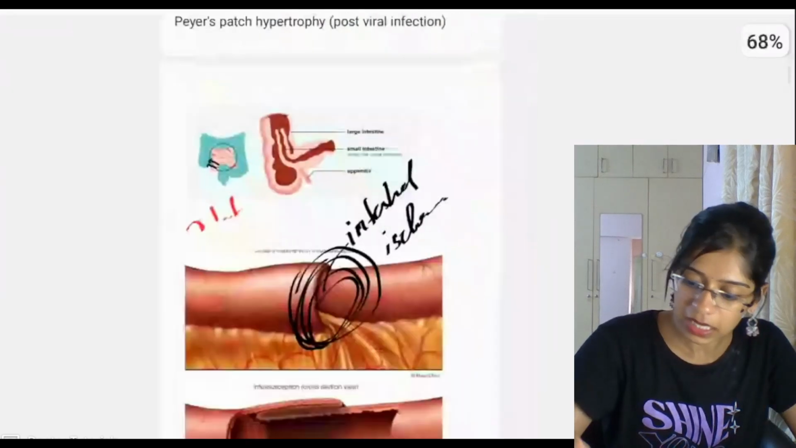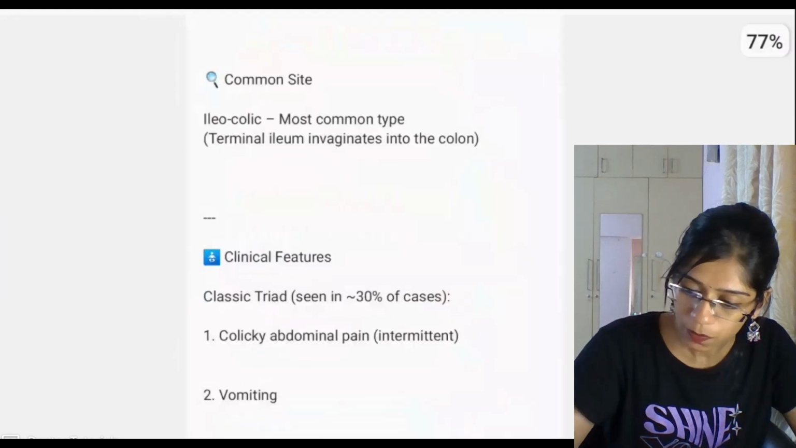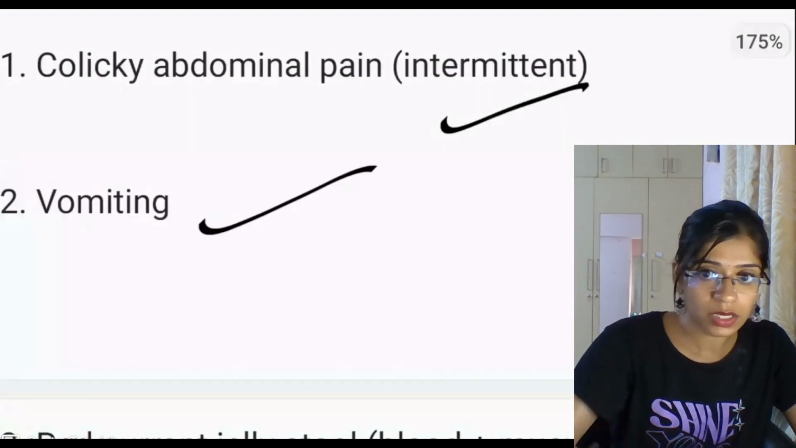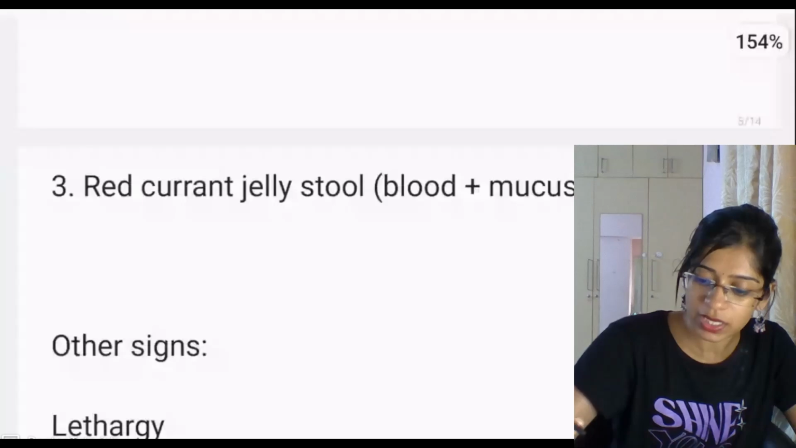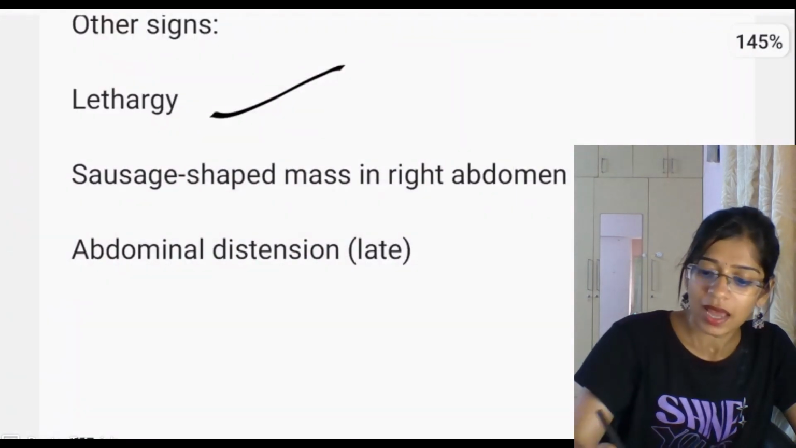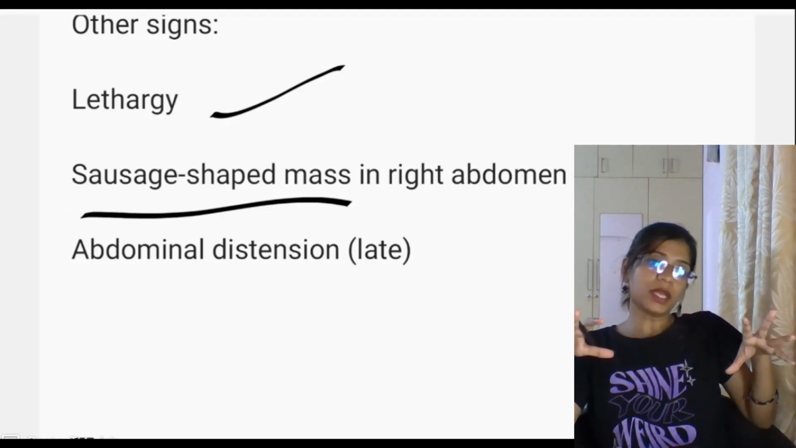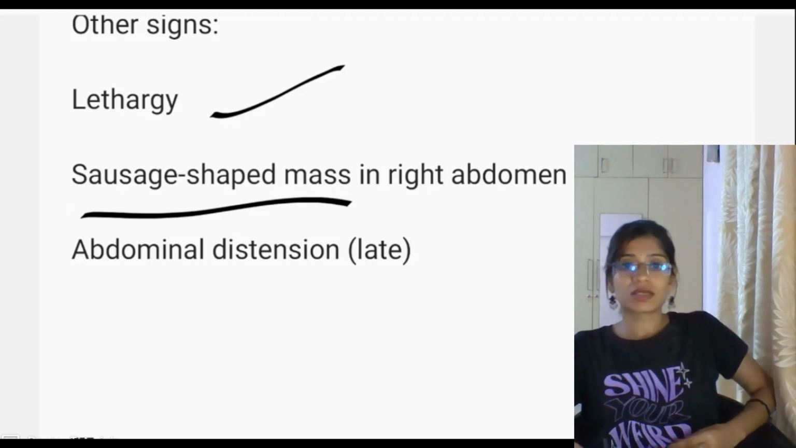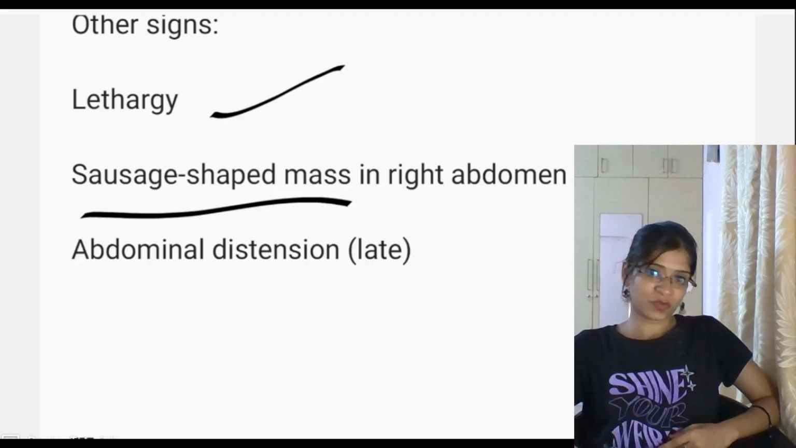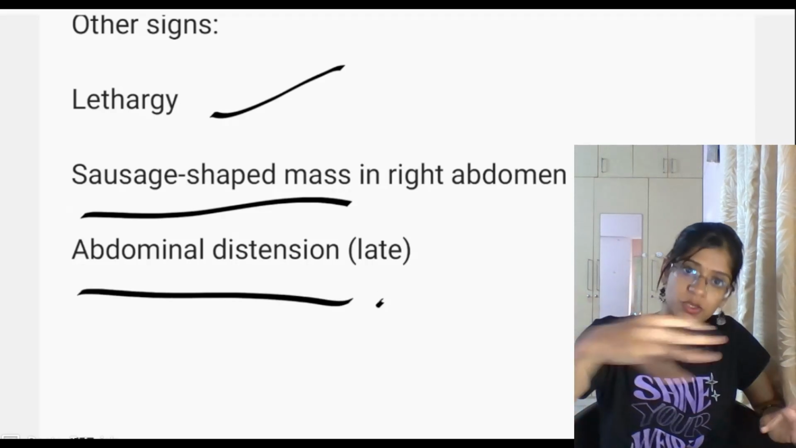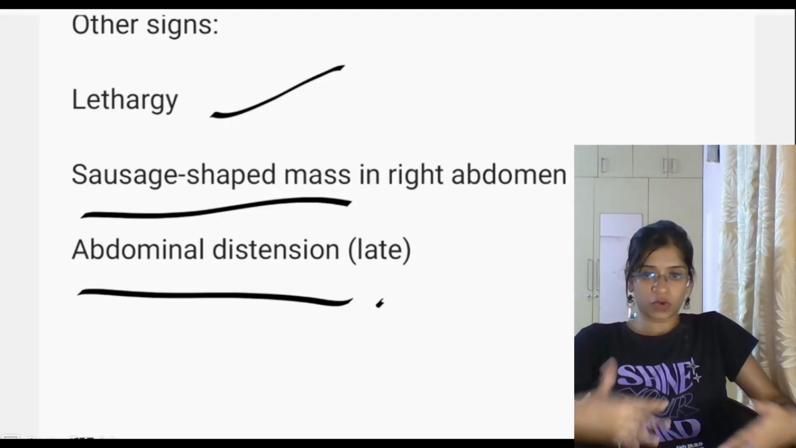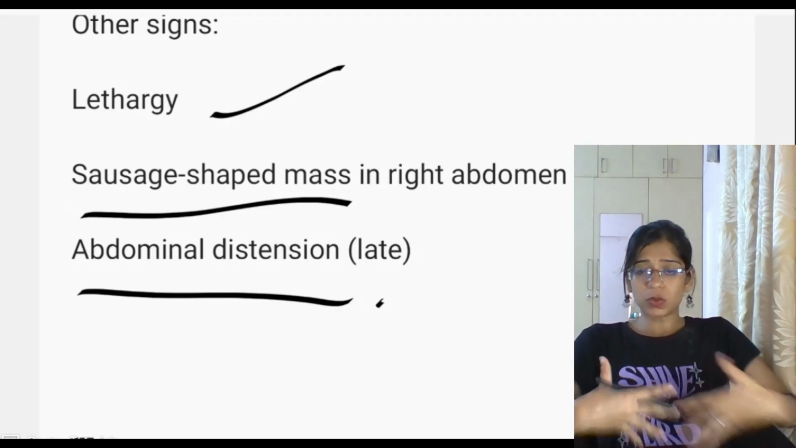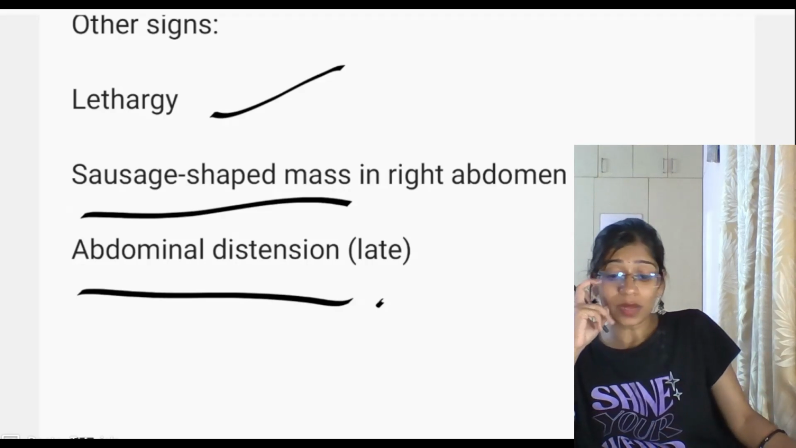So we were talking about clinical features, right? Okay, clinical features: there is going to be colicky abdominal pain, that was said. Vomiting occurs because of obstruction. Red currant jelly stool, there is going to be lethargy. Okay, and when you palpate the baby, because of this presentation there is going to be a sausage shaped abdominal mass. Fine. And in later stages, because there is obstruction, there is going to be what? Abdominal distension. Food cannot go to the distal area, so what happens? Gas and food particles will get accumulated and there is going to be abdominal distension.